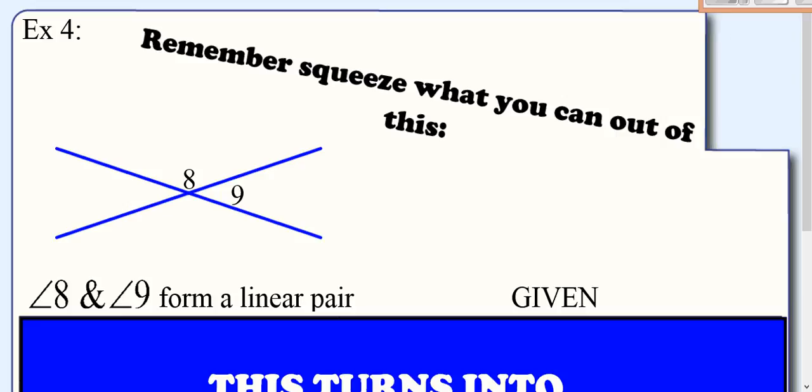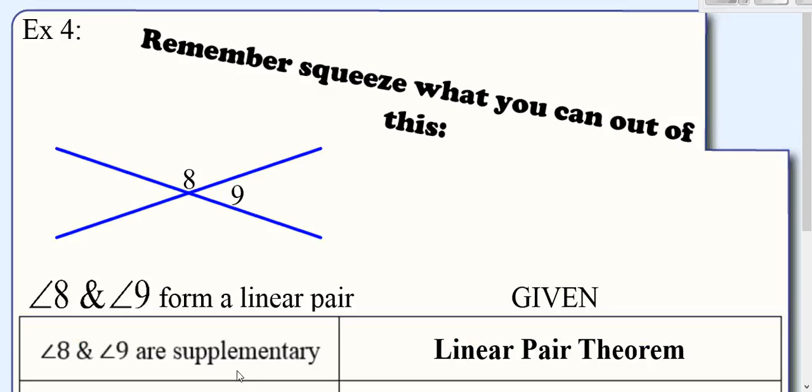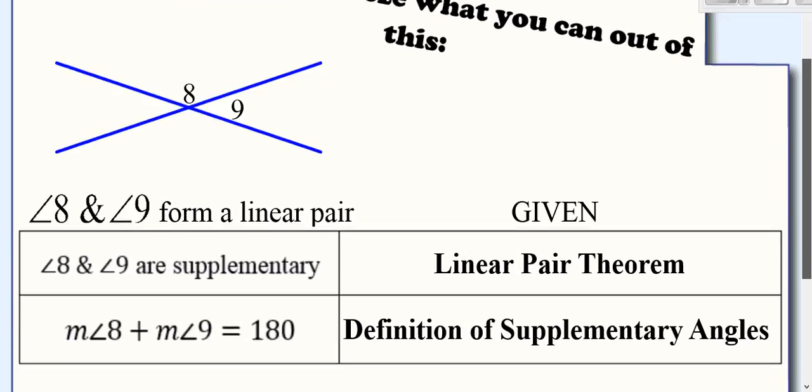So now we're told 8 and 9 form a linear pair, which means they're supplementary, because linear pairs always add to 180. They're supplementary, which also means you can write it out as the equation. They add to 180. That's the definition of supplementary.